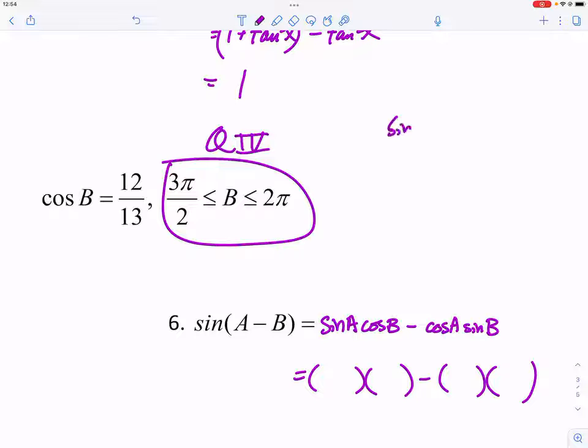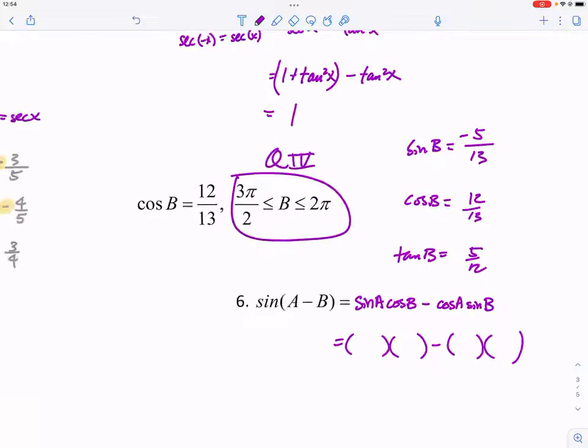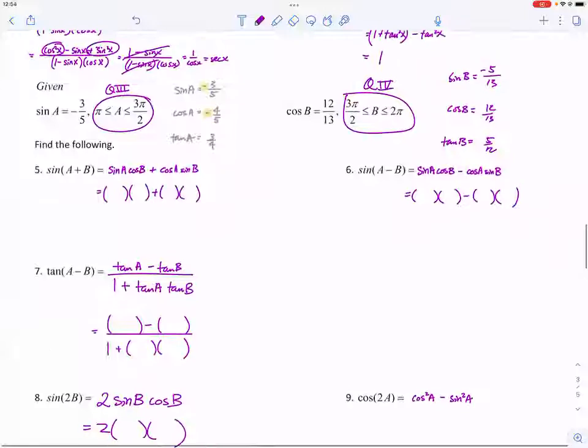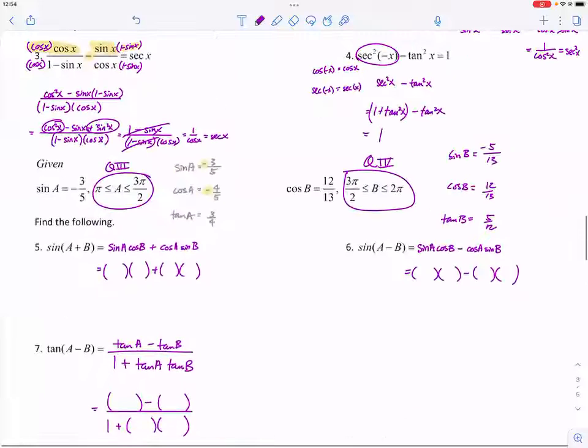So you have sine B, cosine B, and tangent B, and that will be -5/13, 12/13, and 5/12. So you just plug all these values into the parentheses, and you can calculate your numbers.